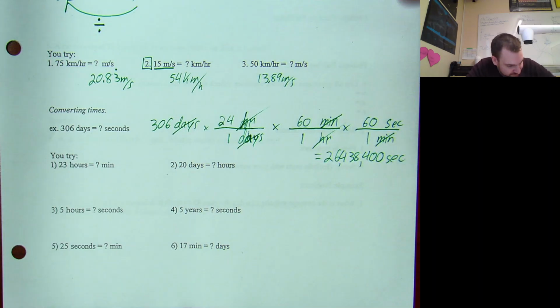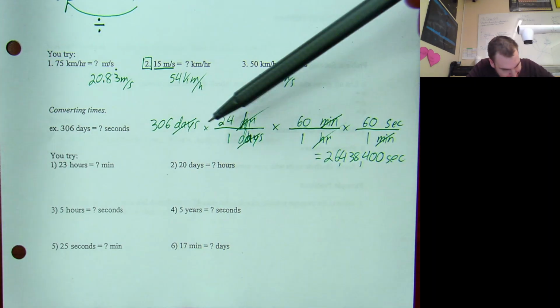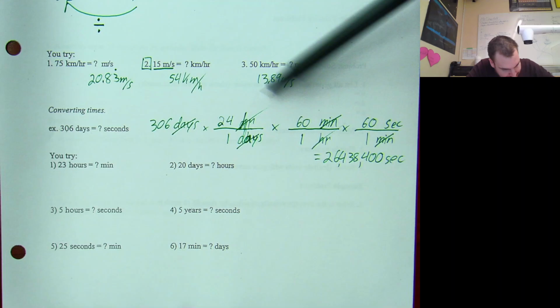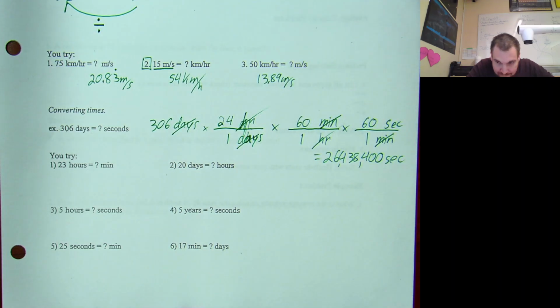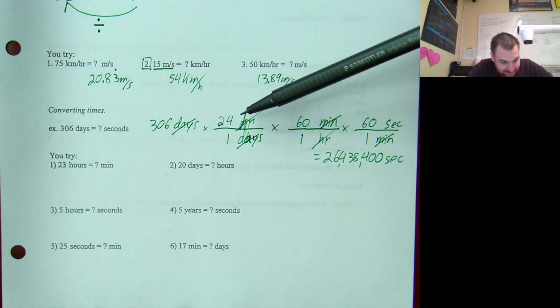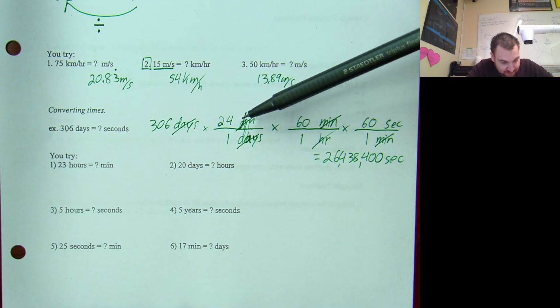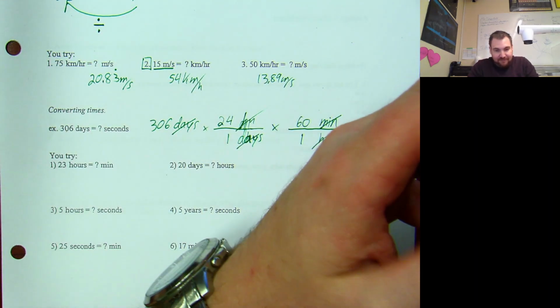Okay, do some conversions. You do these 6. Take a couple minutes. Actually do them. So every time you convert days to seconds, you need to multiply by 86,400 to go back from days to seconds.